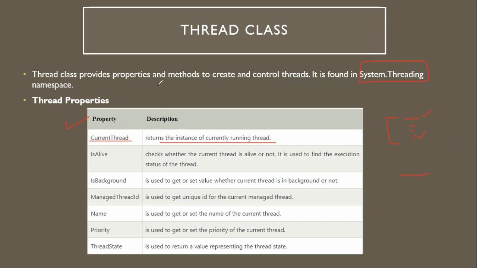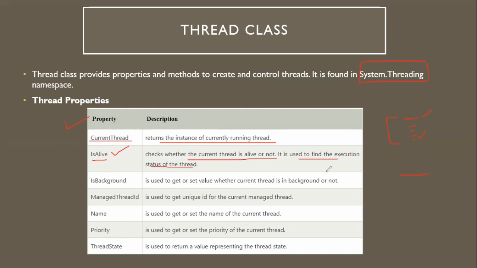Now the IsAlive property. What does it do? It checks whether the current thread is alive or not, whether it is still alive or dead or terminated. It returns true or false. It's used to find the execution status of the thread.